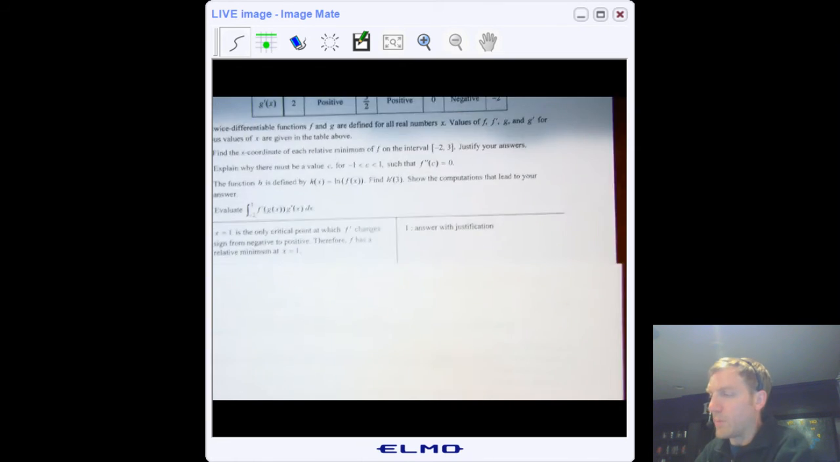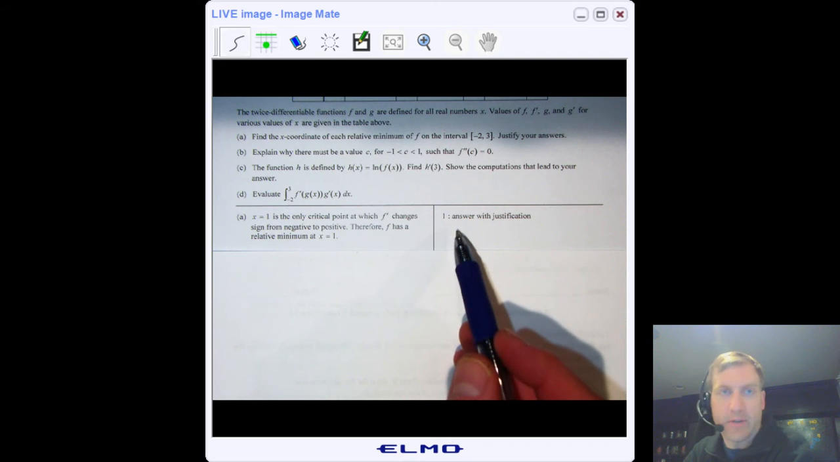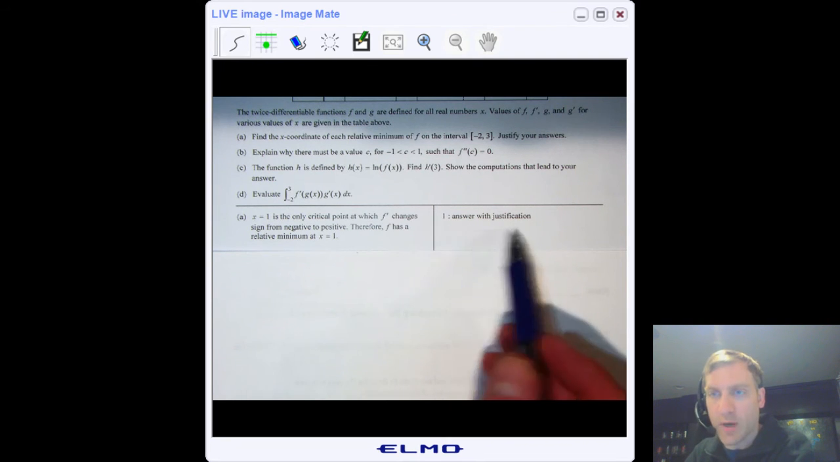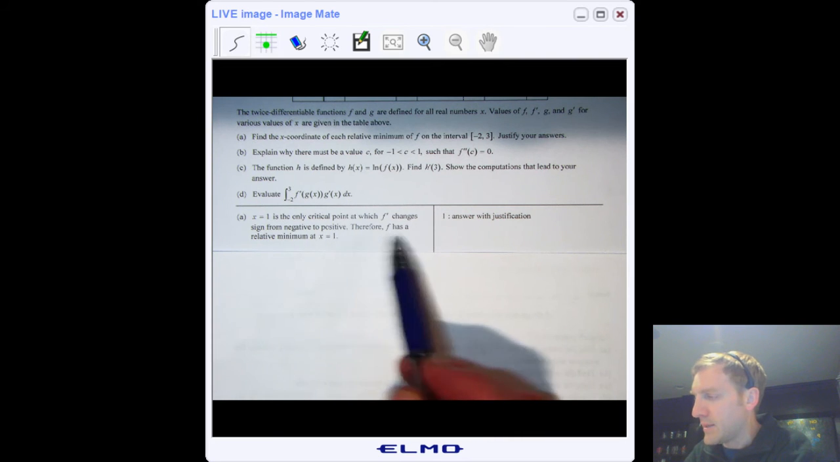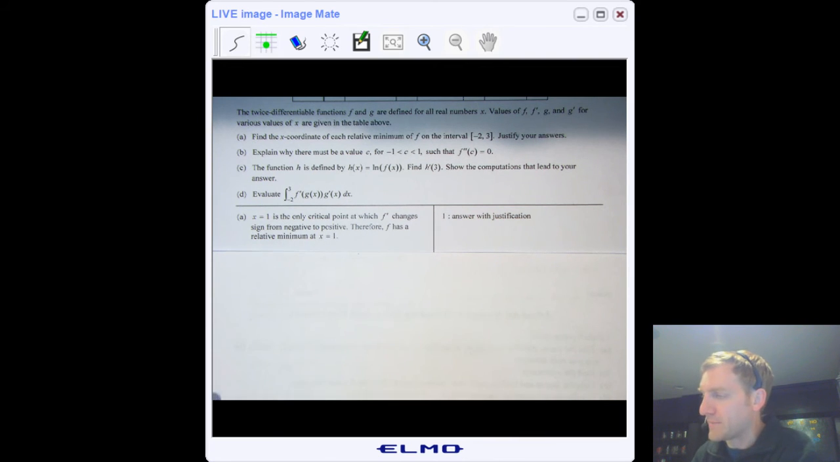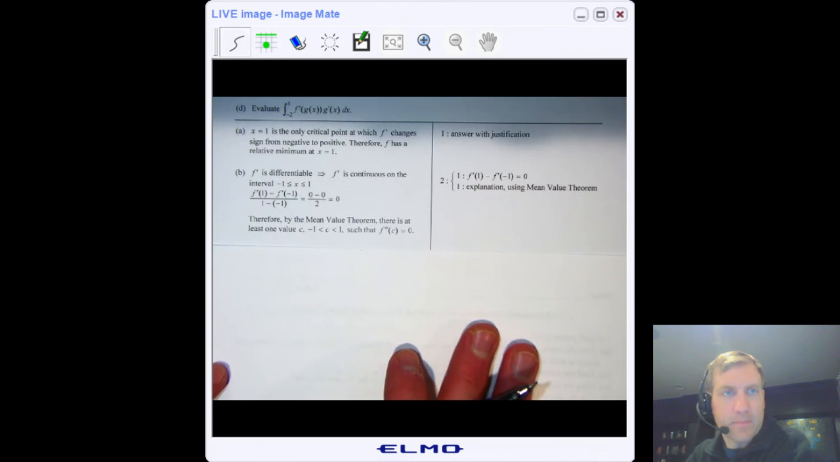Part A was 1 point, answer with justification. Notice, just the answer itself gets 0 points. You must have correct justification to get the points for A. So you had to say that f prime changes from negative to positive. And B, 2 points.